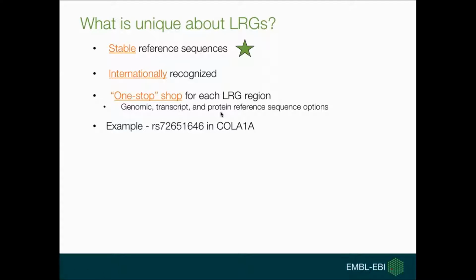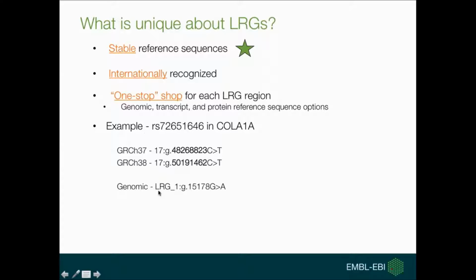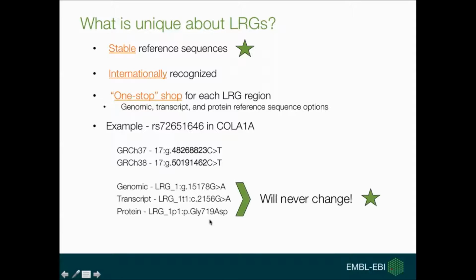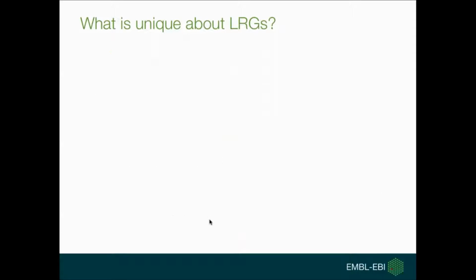For example, let's go back to our variant in COL1A1, RS72651646. As I've already mentioned, the coordinates in 37 and 38 have changed. The stable feature about LRGs is that now you can report the same variant using LRG1, which is the LRG for COL1A1, and you can use it reporting in genomic coordinates, right here, in transcript coordinates, and in protein coordinates. And as I've said, these coordinates will never change. They are stable, will not change over time.